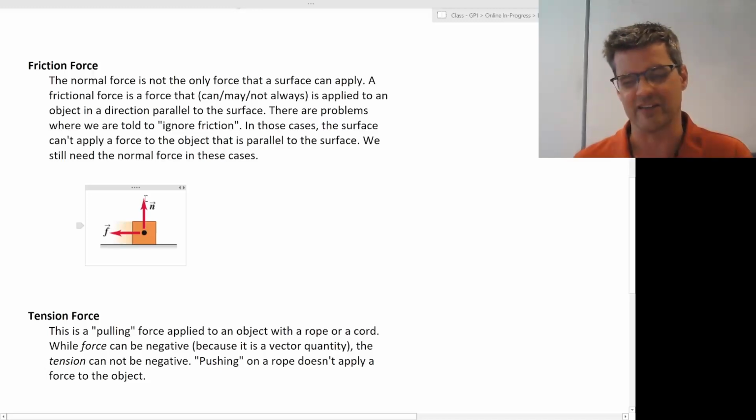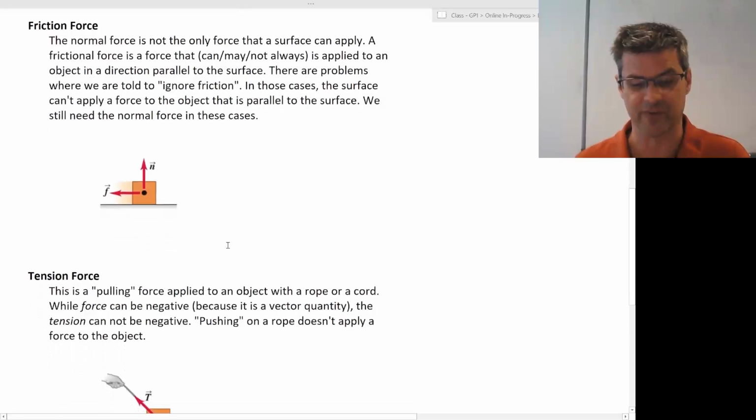It is proportional to the normal force, but it is in a different direction. And this frictional force is going to be applied opposite the direction of motion, at least the way it's pictured here. We're going to talk more about friction later on in this unit, in this module.